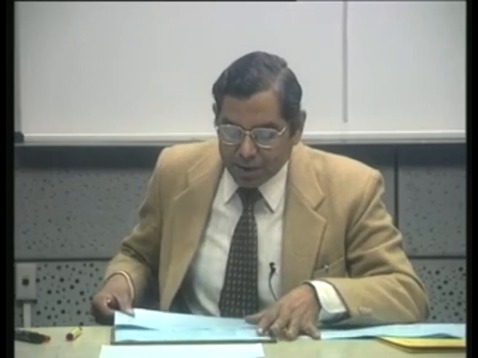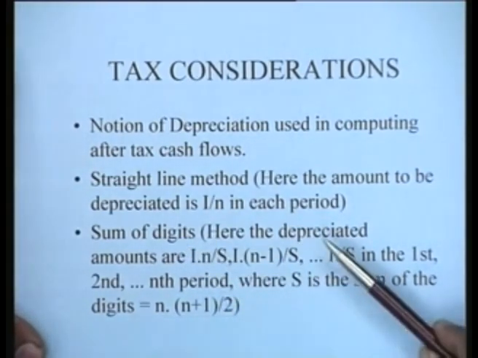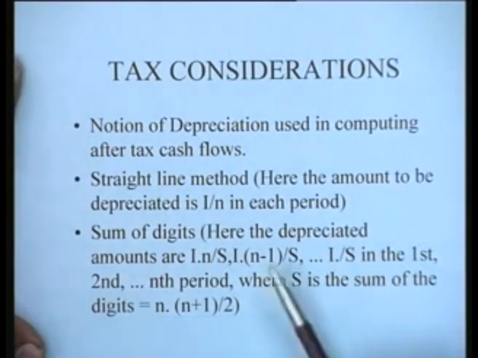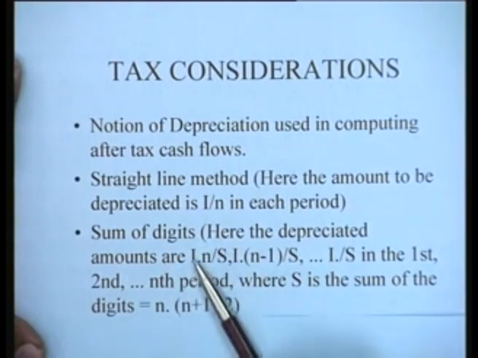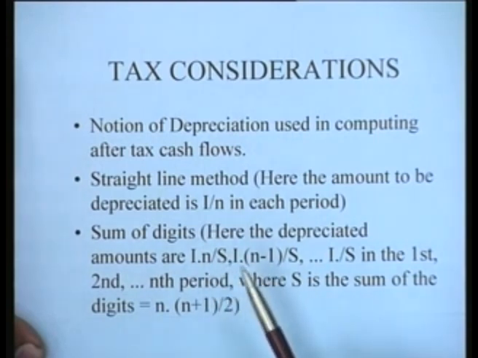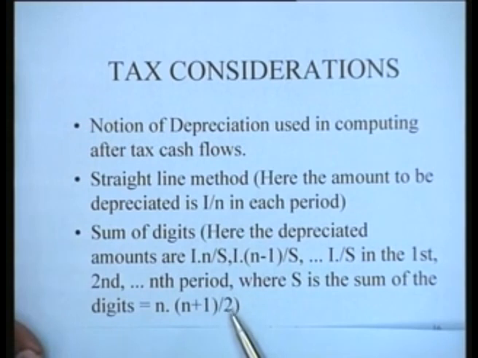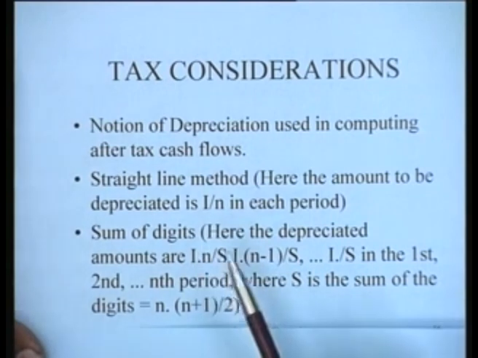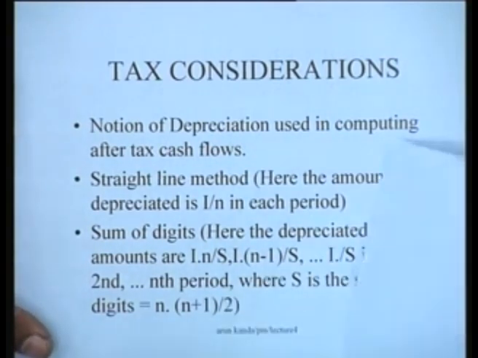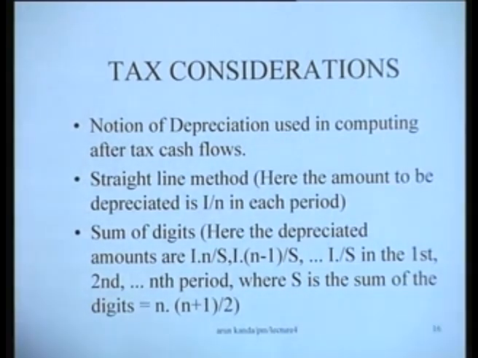So for this there are other methods. For instance, the sum of digits method tries to accomplish this. If I is to be depreciated in a total of n years, you take S as the sum of the n digits, so S is equal to n into n plus 1 by 2. In the first year you depreciate n by S fraction of I. N minus 1 by S of I is depreciated in the second year, and so on. I by S is depreciated in the last period. So you depreciate more in the first period and less in each following period, but the total amount of depreciation is the same. And this gives certain advantages to the firm.